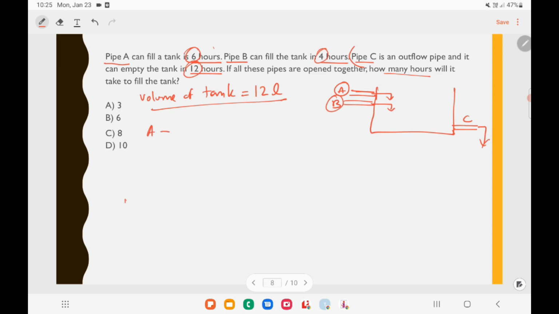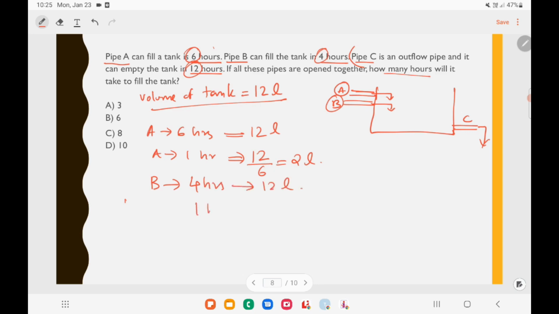So pipe A in 6 hours can fill the tank. That means in 6 hours it can fill 12 liters. That means in 1 hour it can fill 12 by 6, which is equal to 2 liters. Pipe B will fill the tank in 4 hours, that is in 4 hours it can fill 12 liters. That means in 1 hour pipe B can fill 12 by 4, which is equal to 3 liters. So pipe A and B together can fill 2 plus 3, 5 liters in 1 hour.